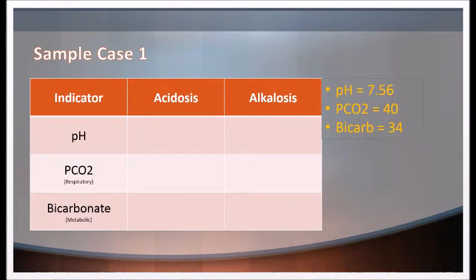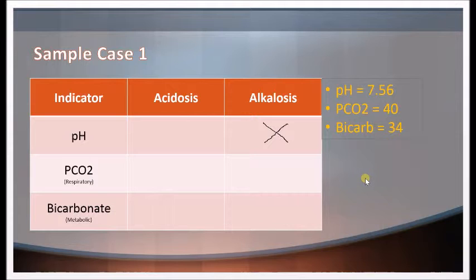In this example here, we have pH is 7.56, PCO2 is 40, and bicarb is 34. So looking at the pH, 7.56, we know that it falls under the alkalotic state, right? Because it's more than 7.45. Next, we look at the PCO2. Our regular values, remember, are 35 to 45. So our PCO2 actually falls in the normal range.